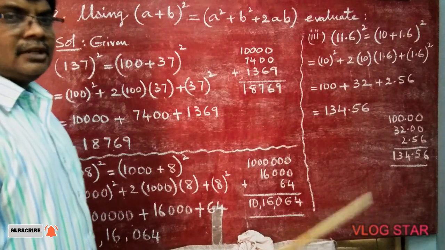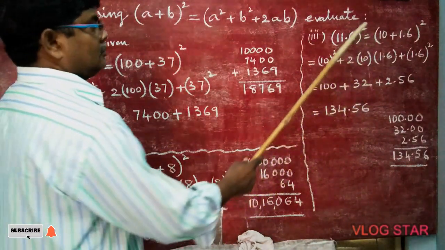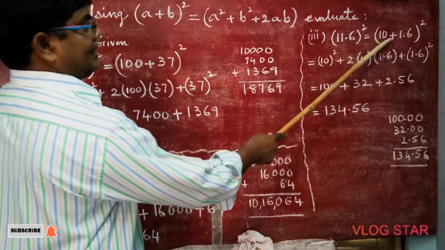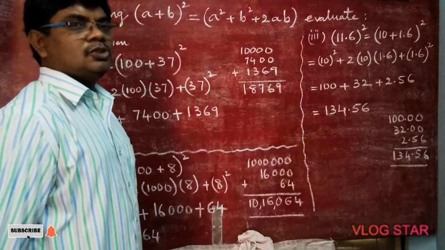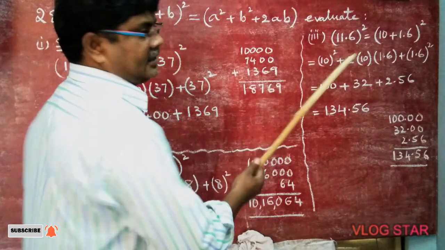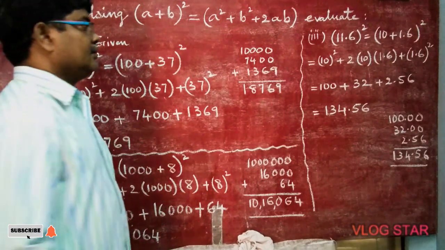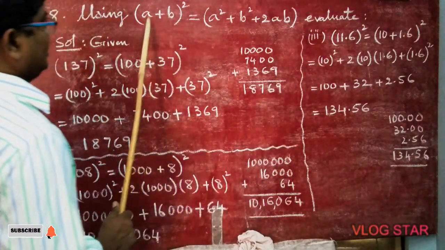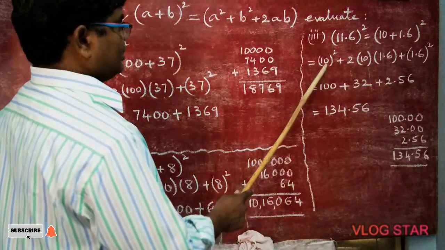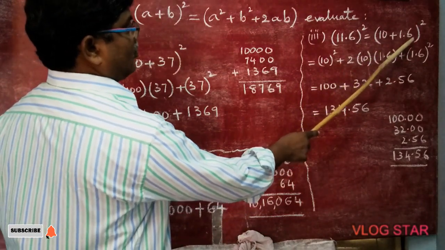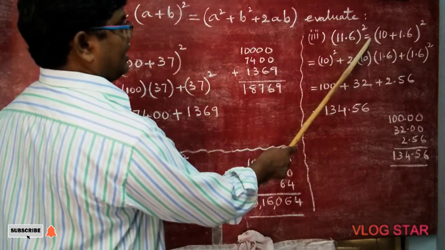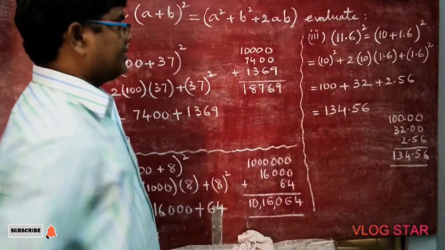11.6 whole square. Decimal is there. Don't fear, my dear, by seeing a decimal. Write in this form: (10 plus 1.6) whole square. Always make a habit of writing to the nearest 100, 1000, 10 like that for easy calculation. So it is in the form of which formula? (a plus b) whole square is equal to a square plus b square plus 2ab. In the place of a, 10 is there. In the place of b, 1.6 is there. If you add, it will be 11.6 only.